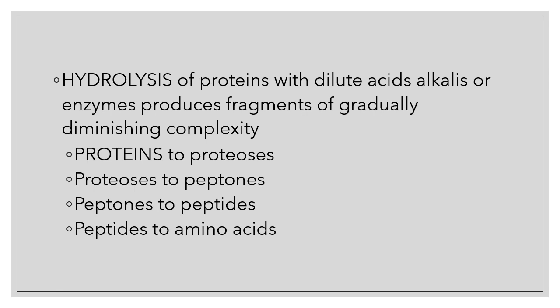Then you have your proteoses going to peptones, and when you hydrolyze the proteoses to peptones, you will also liberate some amino acids. The peptones are further hydrolyzed to produce peptides, with still a release of amino acids. And the peptides are finally hydrolyzed to produce your individual amino acids. That is the end product of your protein hydrolysis.